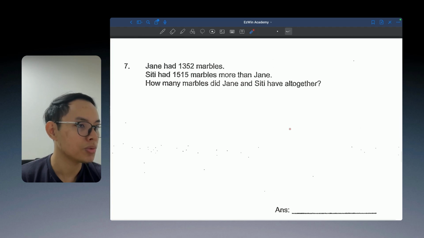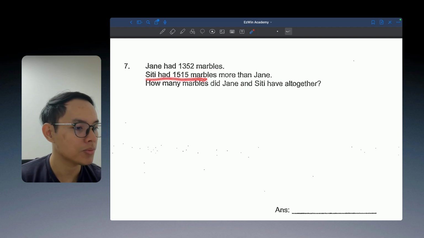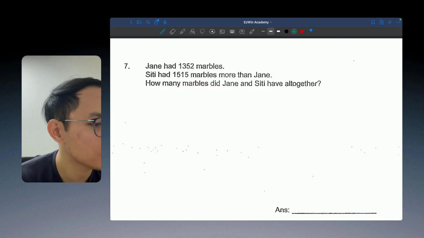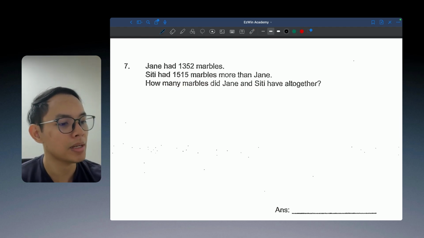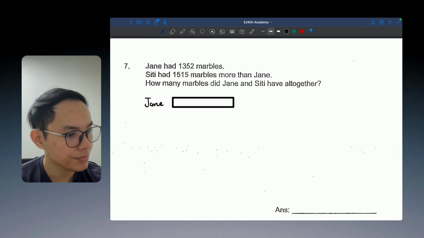Okay, so next question. Jane had 1,352 marbles. City had 1,515 marbles more than Jane. How many marbles did Jane and City have all together? Okay, so we can do this model. Forgot what is it called, but basically you have Jane, right? So Jane over here has 1,352 marbles, and then you have City over here.